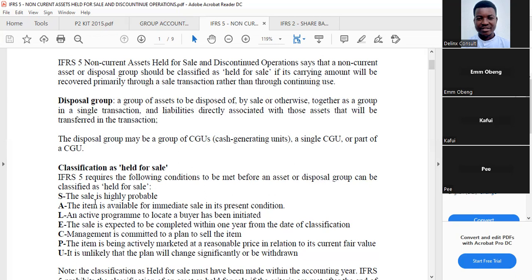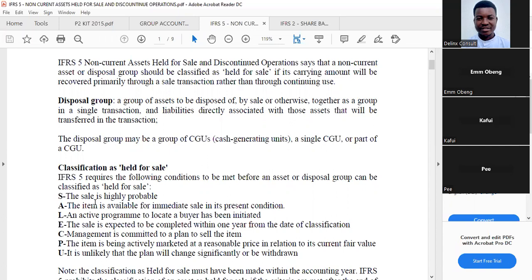So they say that the sale should be highly probable. It should be within 1 year. The item is available for immediate sale in its present condition. I've said that already. You are saying that you are selling the asset, but we still need to do maintenance on the asset. You are saying that you are selling your car, and your car is at the mechanic, at a shop. And you say you are selling. No, the asset is not ready for immediate sale. So the item should be in a condition for immediate sale.